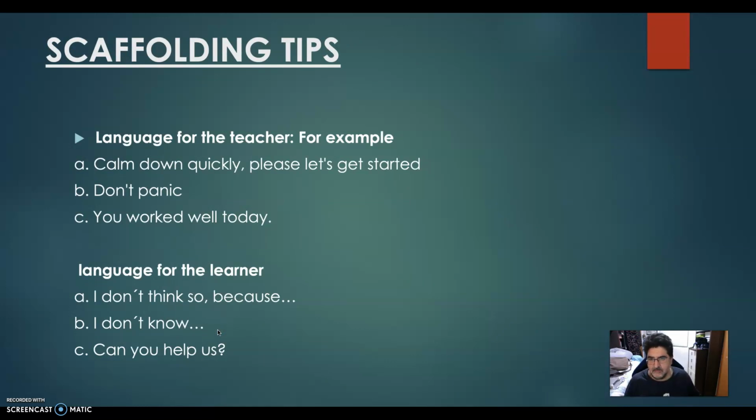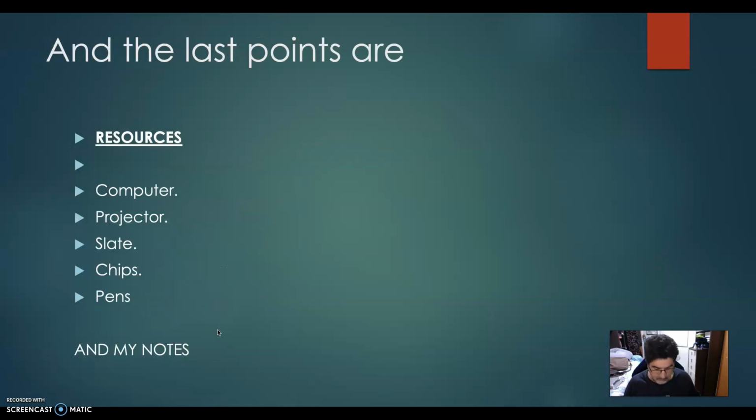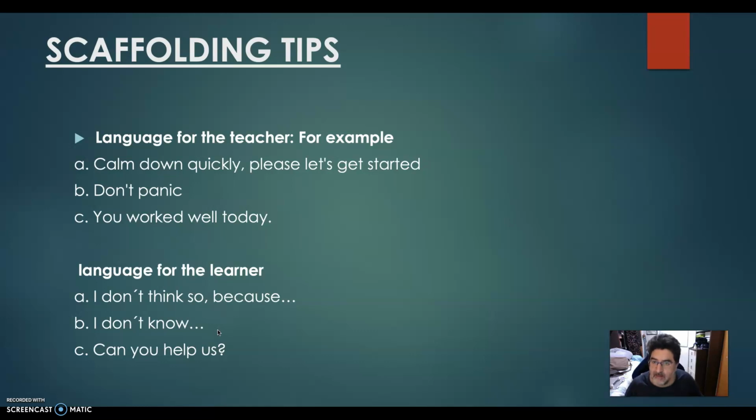Scaffolding tips. This is language for the teacher. For example: calm down, quickly, please, let's get started, don't panic, you worked well today.